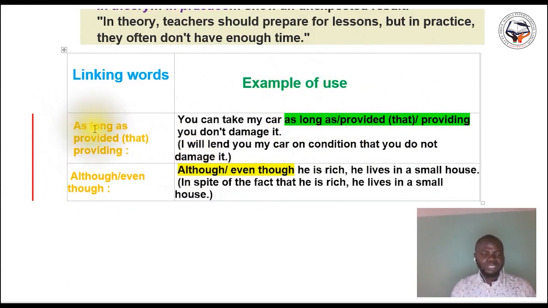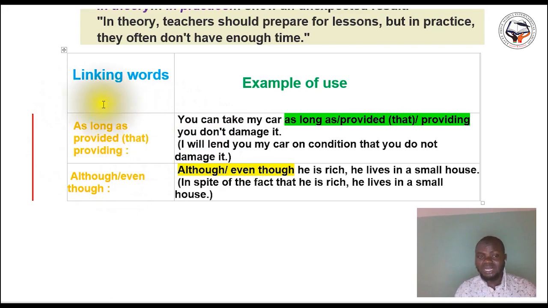The first one is as long as, or provided that, or providing. Example: you can take my car as long as, or provided that, or providing you don't damage it. Here it is a condition, meaning that I can give you my car on condition that you must not damage it. This is a condition that you must obey before taking my car.